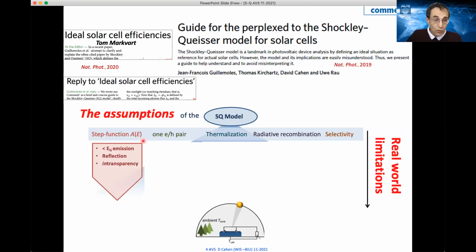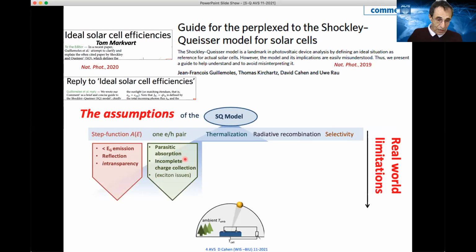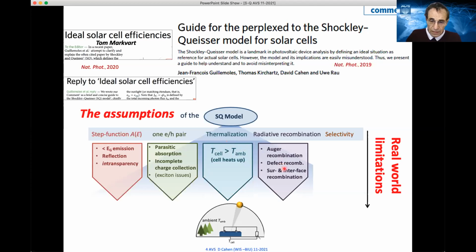Now, there are various ways in which you can deviate from these assumptions, and you lose. Here are some, because a step function is not what a real material will do when absorbing light. And there are two more here. We can get less than one electron-hole pair for these reasons. We may not have managed to stay in equilibrium, especially thermodynamic equilibrium. I just talked to you about two thermodynamic factors. And then recombination, Auger recombination I mentioned, especially for silicon.